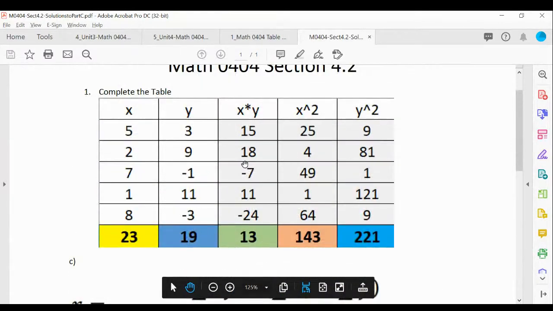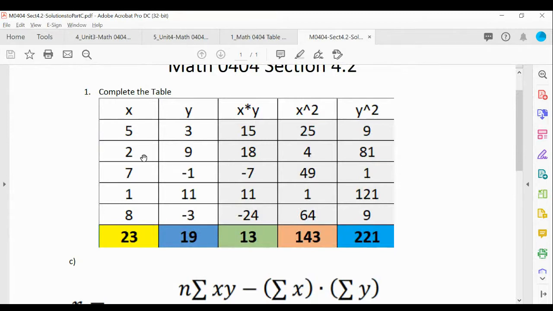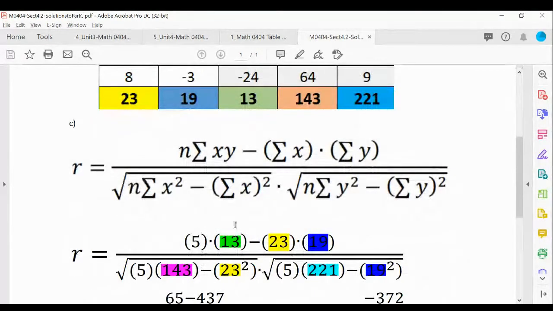If you want to take a screenshot or double-check your answers after you did all of that work. So for part C alone, we're looking for the correlation coefficient. So how do we do that? This is the n, so there's 5 data values, so that's how we get 5. So n is 5. Then it's the sum of x times y.